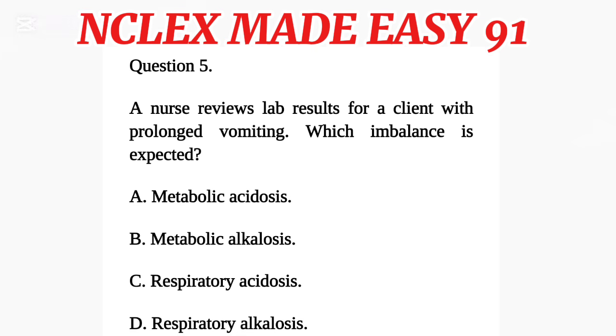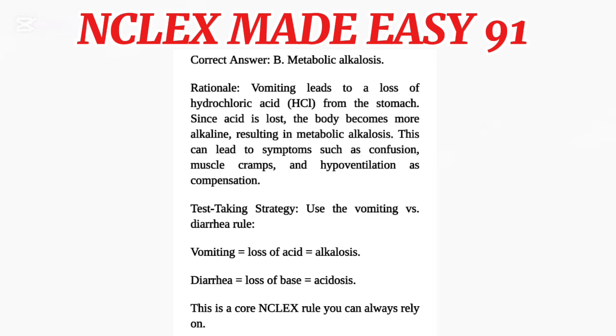Question 5. A nurse reviews lab results for a client with prolonged vomiting. Which imbalance is expected? A. Metabolic acidosis. B. Metabolic alkalosis. C. Respiratory acidosis. D. Respiratory alkalosis. Correct answer: B. Metabolic alkalosis.